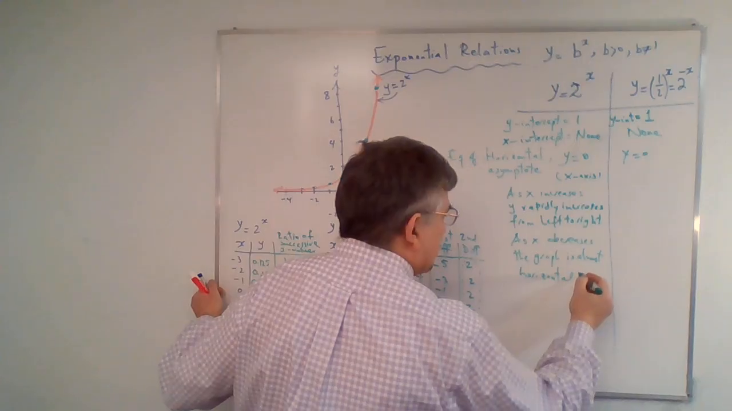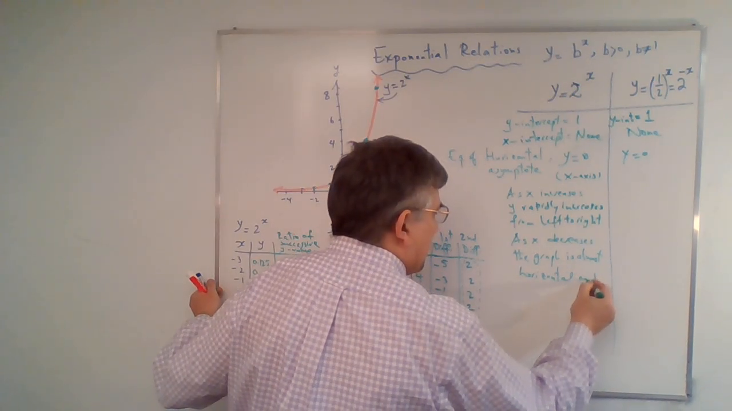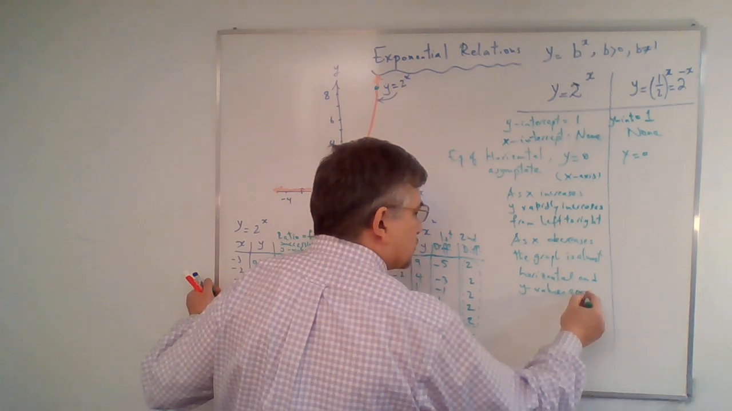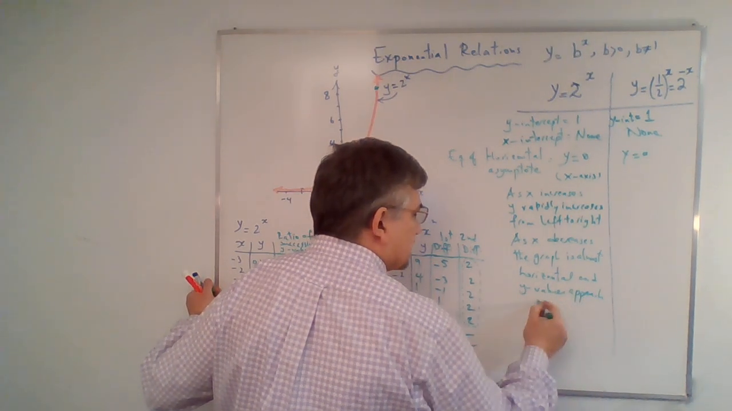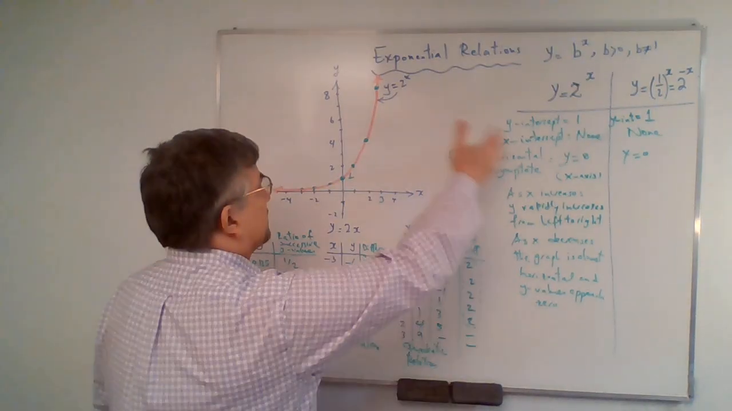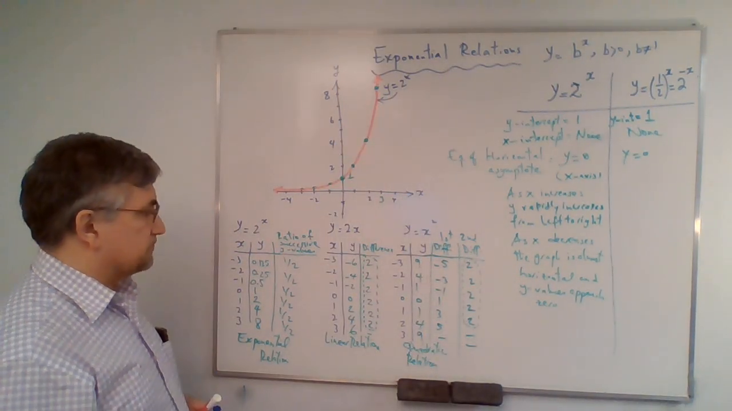Okay, and we can say the y values approach 0 because they become smaller and smaller. Okay, so this is what is happening to this exponential relation.